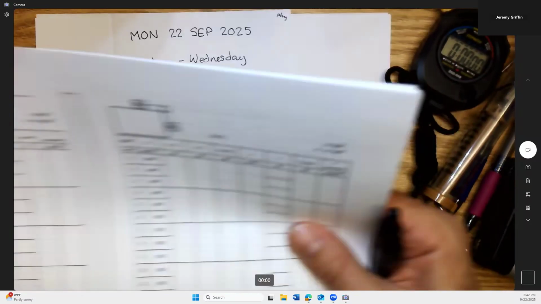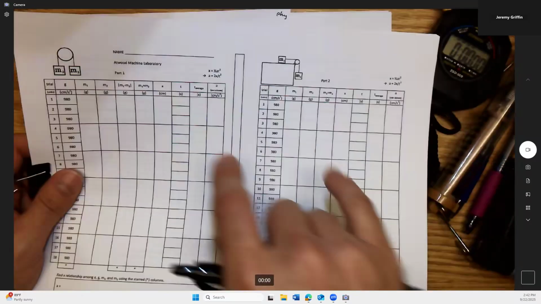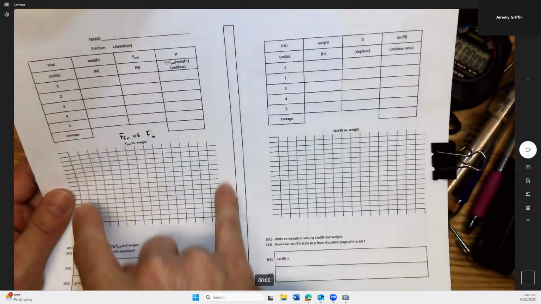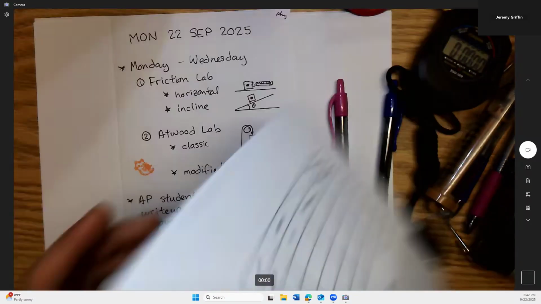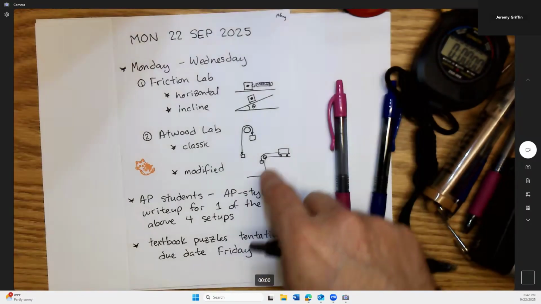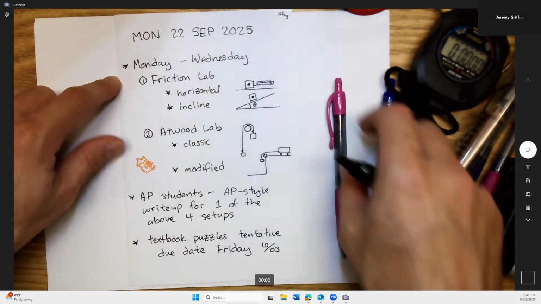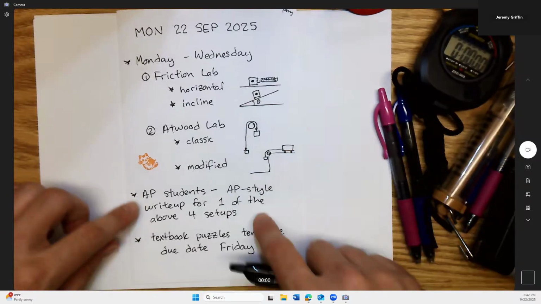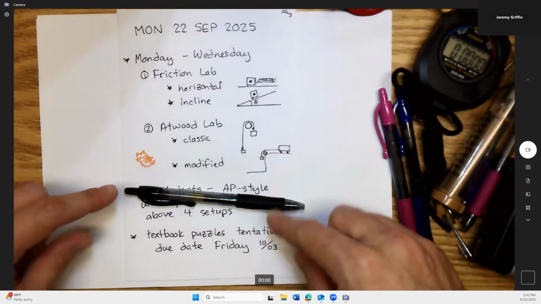As you guys were walking in class, I handed you this page. It has a couple of Atwoods on one side and, well, it says friction lab on the other side. Each of these has two halves to it. There's the friction labs in two halves, and the Atwood labs also in two halves. So it's sort of like four mini labs, right? I think 3 days is perfect to pace this out. I'll show you guys how this goes here. Don't worry about the thing that says AP because that's extra.